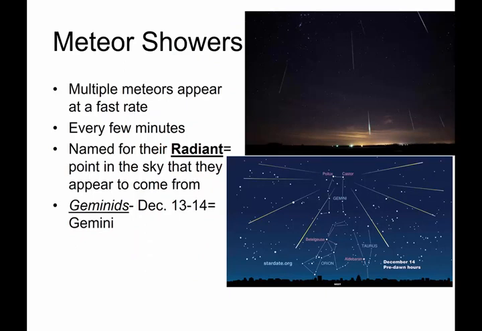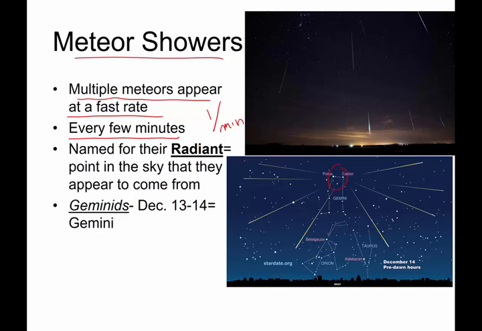You may have gone out some night to watch a meteor shower, or maybe by happy accident you happened to see a meteor shower. Meteor showers occur when you have multiple meteors that appear at a very fast rate. How fast is a fast rate? Maybe one every few minutes at their peak. Sometimes you can have one per minute. And they all kind of appear to come from the same spot in the sky.